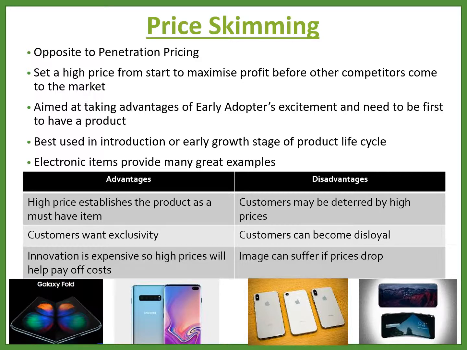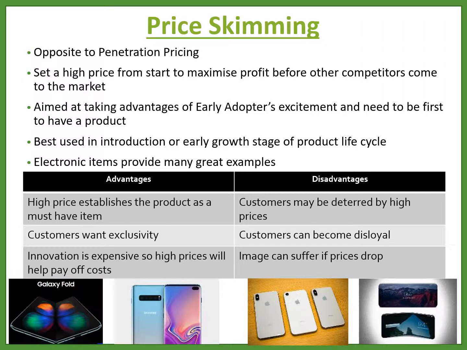Not everybody was waiting for it to go down. They took that higher price, put it out there, people bought it, and it means that some of the advantages come into play. The product is seen as a must-have item, which the latest iPhone was. The customers want the exclusivity: I've got the new iPhone, what have you got? And innovation is expensive, so all those high costs were paid off very quickly because they came in at such a high price. If they had come in low, it would have taken longer to get to that break-even point.